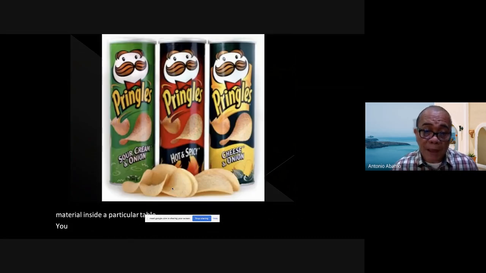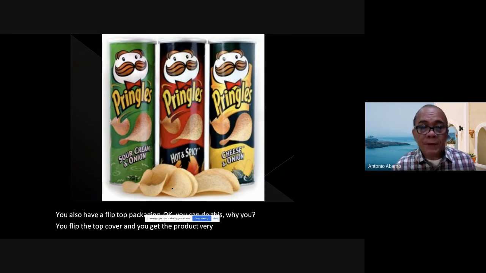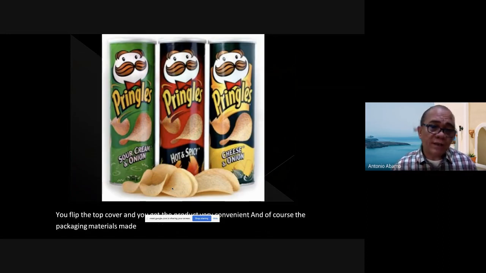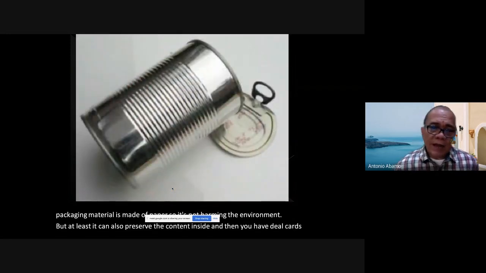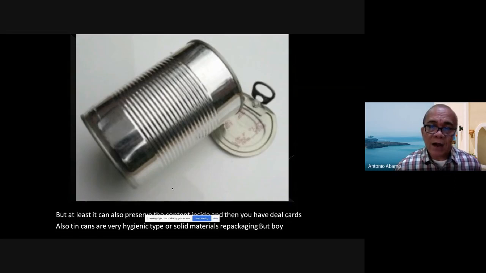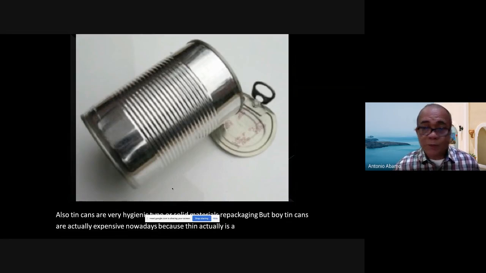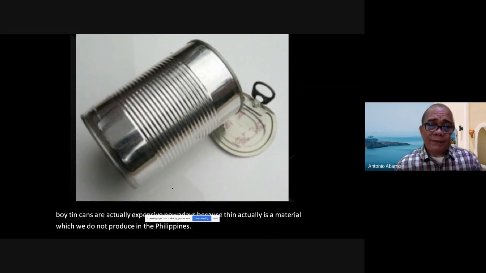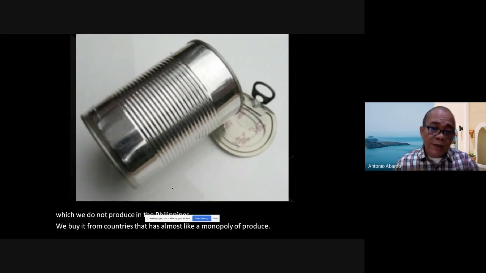You also have a flip top packaging, okay? That's why you flip the top cover and you get the product. Very convenient. And of course, the packaging material is made of paper, so it's not harming the environment. But at least it can also preserve the content inside, no? And then you have tin cans also. Tin cans are very hygienic, solid materials for packaging, but boy, tin cans are actually expensive nowadays, because tin actually is a material which we do not produce in the Philippines. We buy it from countries that have almost like a monopoly of producing things for cans and other things, no?